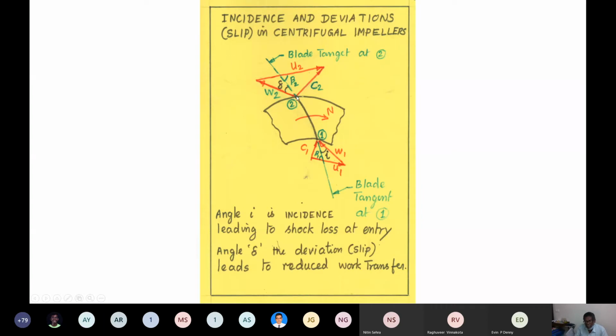If I had taken it like that, I will get a velocity triangle where the value of C2 will be more, and correspondingly the CU2 component, the whirl component of C2, also will be more. That is how, when W2 is slipping back, it leads to a reduction in the CU2 component. It should be clear when we see the next one.